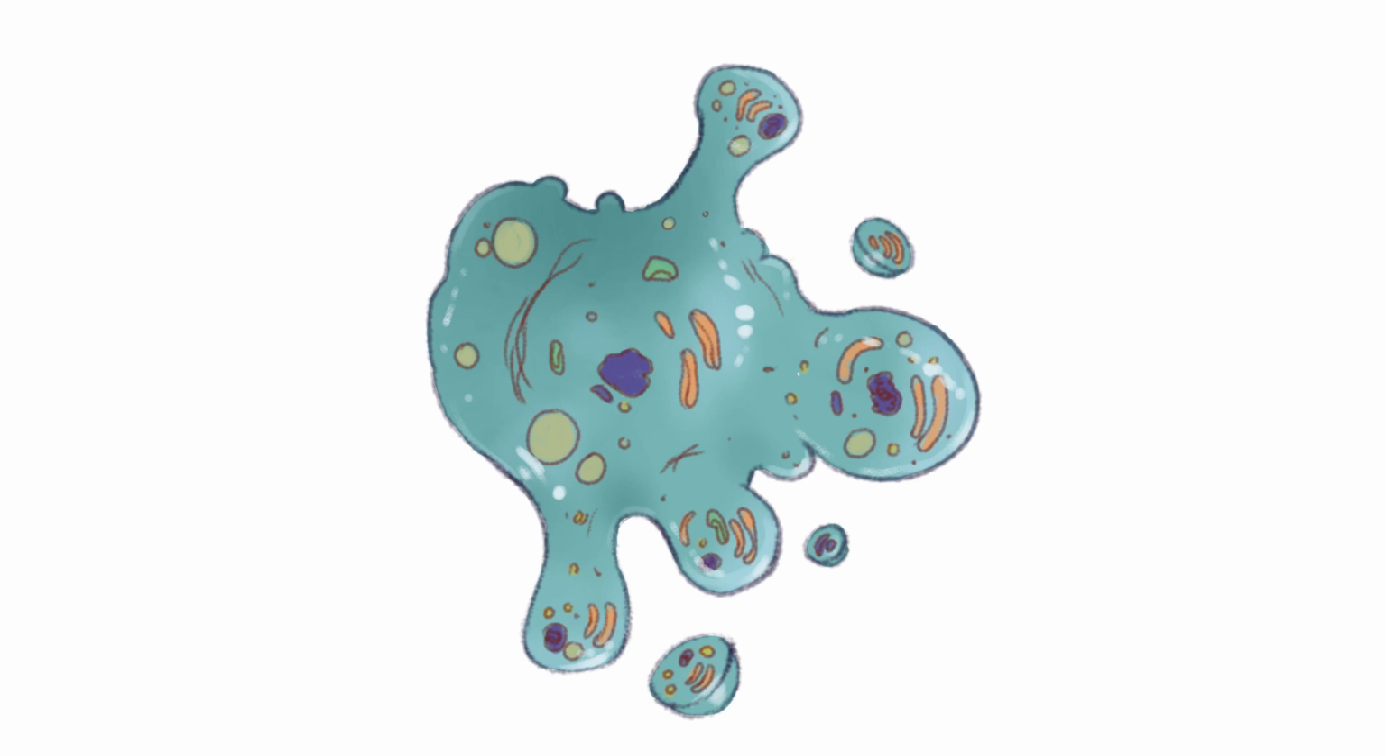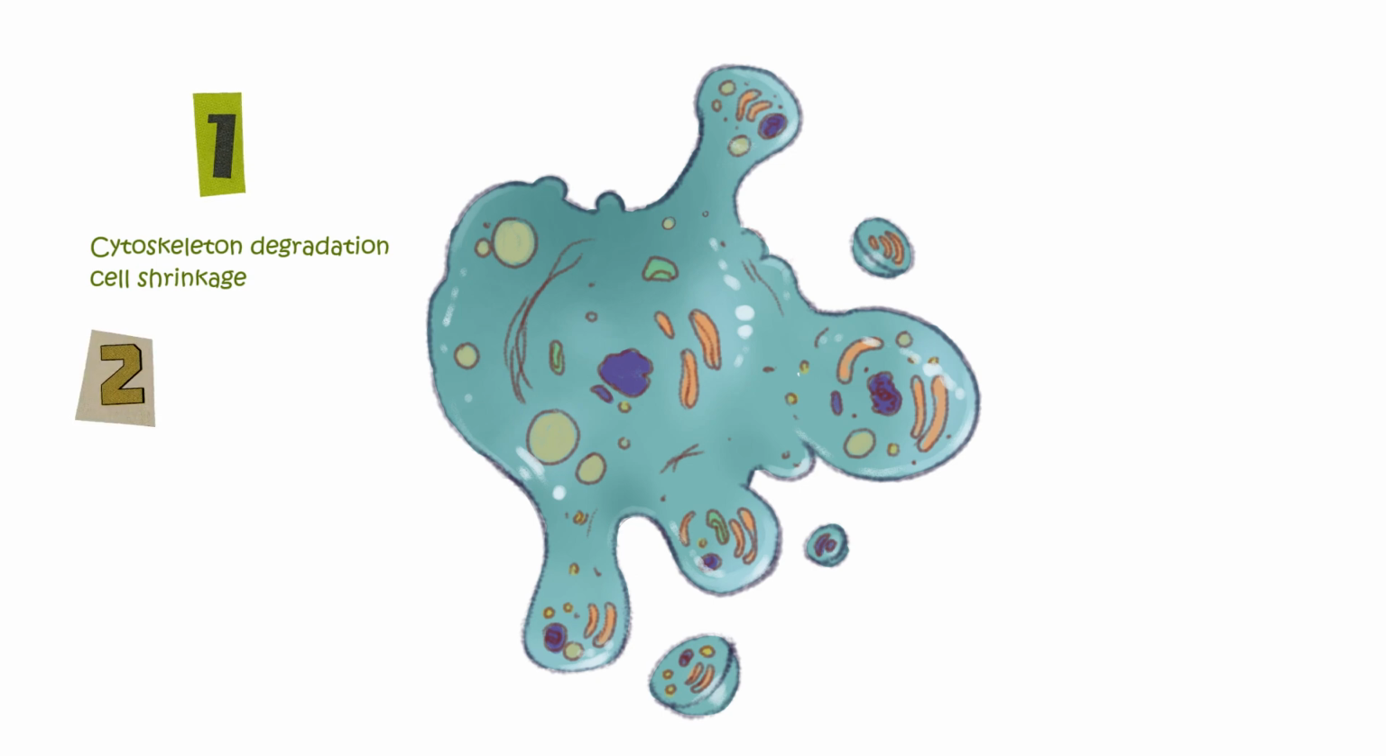To start the process of cell death, the first step is degradation of the cytoskeleton. This was the structure that was holding the shape of the cell, and now the cell is starting to shrink along with its cytoplasm. The second step is all the individual organelles like the mitochondria, endoplasmic reticulum, Golgi apparatus. Each and every organelle is also shrinking along with the cell, and it is broken into tiny fragments.